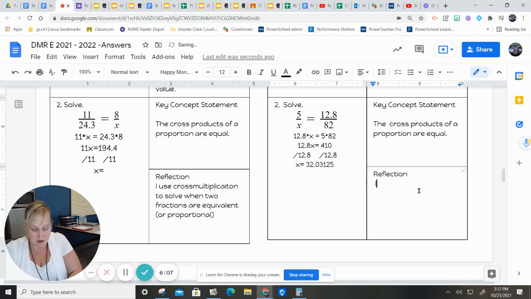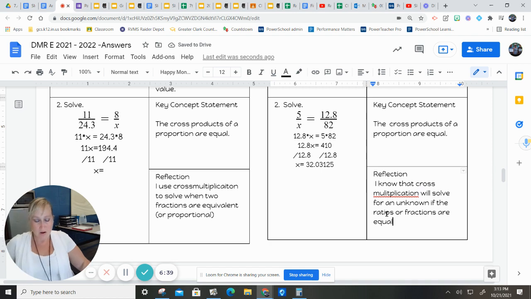Reflection. I know that cross multiplication will solve for an unknown if the ratios or fractions are equal. All right, there you go.